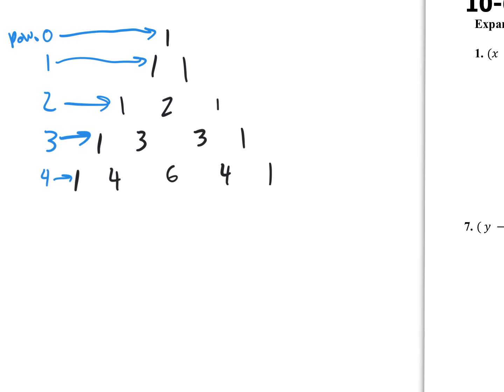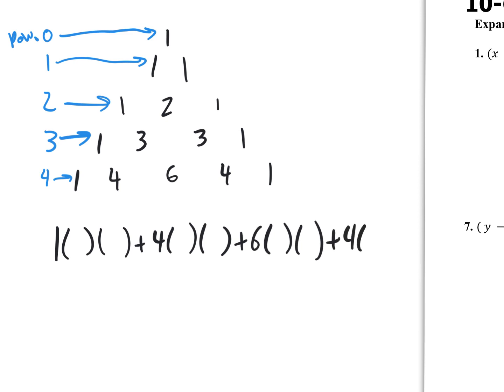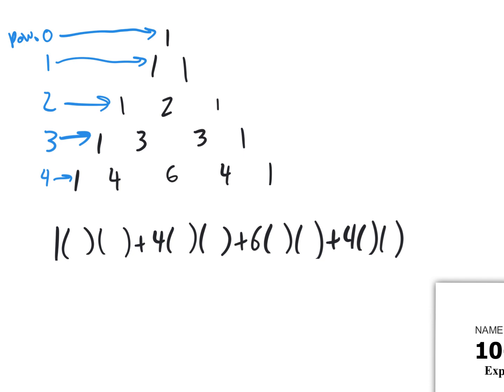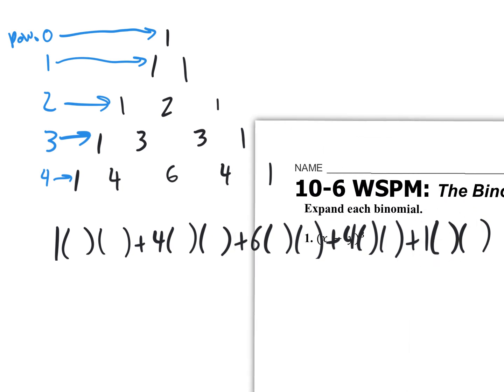So how do we use the binomial expansion theorem with Pascal's triangle? You're going to write these numbers followed by 2 sets of parentheses after each number. So we're going to do the number 1 and then do parenthesis, parenthesis, parenthesis, parenthesis, and then plus 4, parenthesis, parenthesis, parenthesis, parenthesis, plus 6, parenthesis, parenthesis, parenthesis, parenthesis, plus 4, and then I'm running out of space here, plus 1.